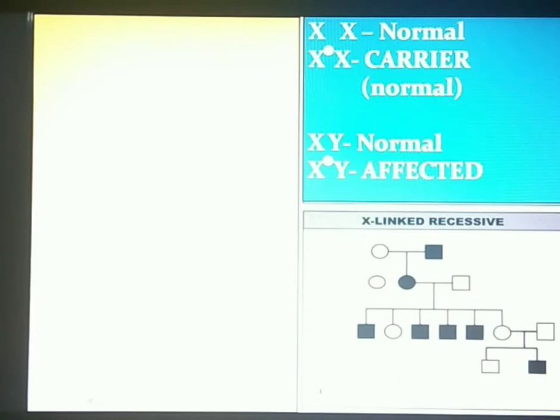The 4th one is X-linked recessive. Again we should remember here, XX will be the normal, and one X with the trait is the carrier female, and she is normal without any symptoms. XY are the normal males, and X with the trait and Y are the affected males. The diseases are color blindness and hemophilia.